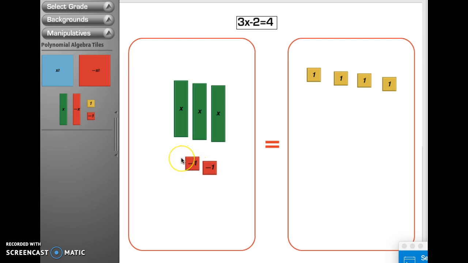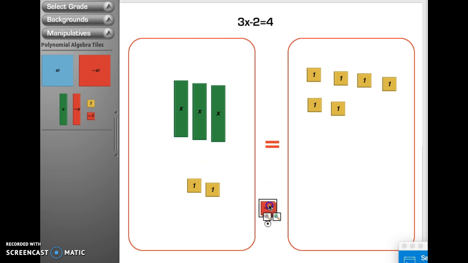I know if I were to solve this, I would need to add 2 to both sides. So I'm going to add 2 positives to both sides so that I make 2 groups of 0 here. Now that I have those groups of 0, I'm just going to pull them off my mat, get them out of the way so they're not included. Now I have 3x equals 6.